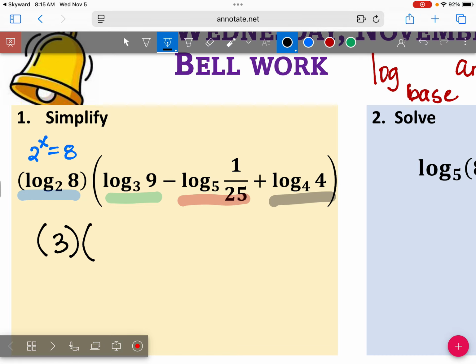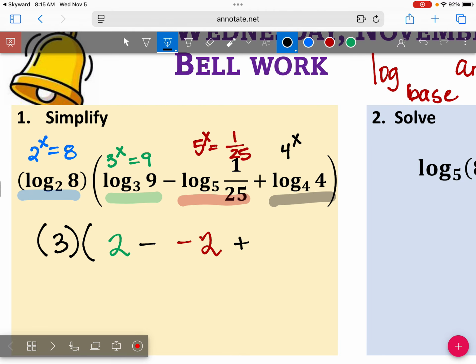And then I'm going to go to the next parentheses, and what this one is saying is 3 to what power is equal to 9? 2. Bring down the subtraction sign. This next one is saying 5 to what power equals 1 over 25? -2, because this one's a fraction, so bring down the -2.